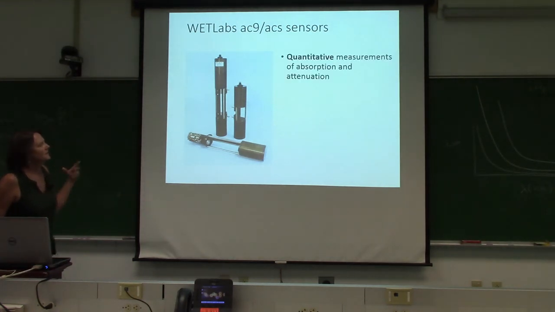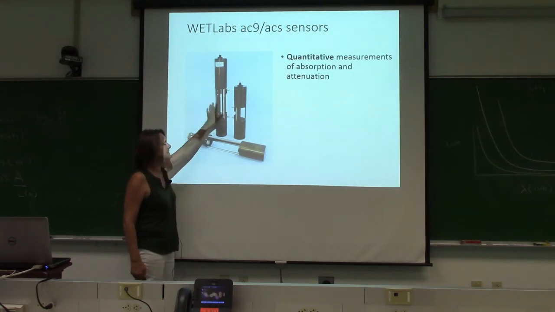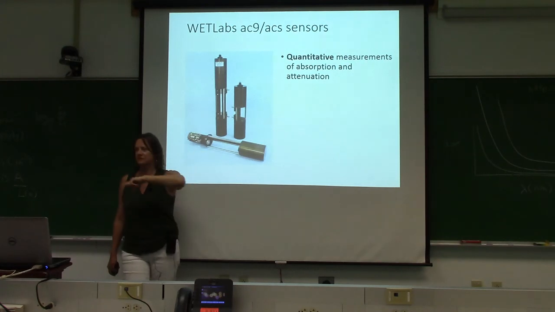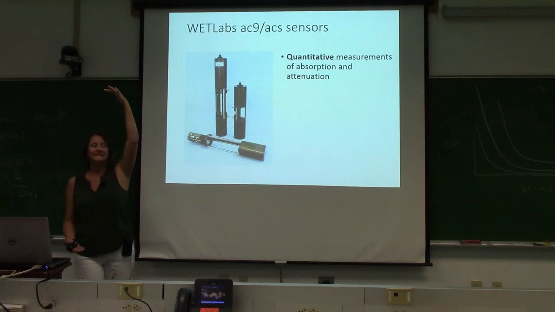Okay, so these are quantitative measurements of absorption and attenuation. They have two paths. Has everybody seen an AC9? Is there anyone who hasn't seen one before? You haven't seen one? Okay, good. All right. So they're big.